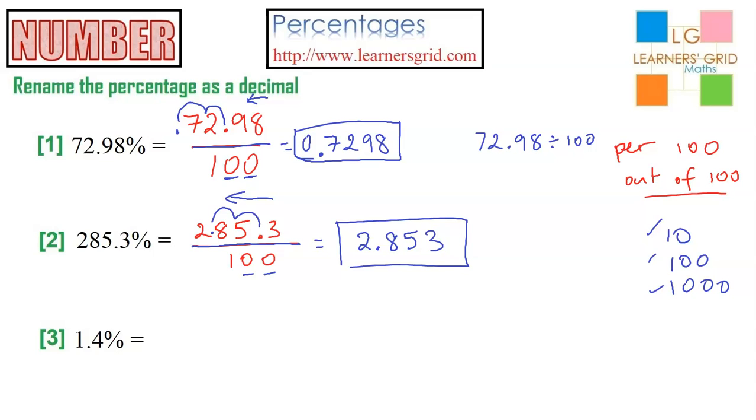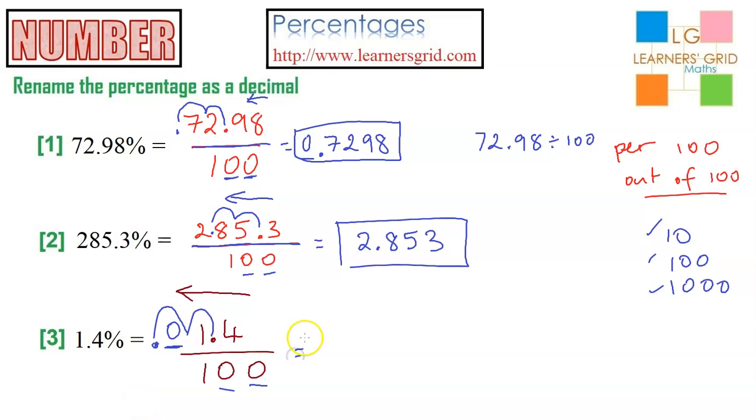And we'll do the same approach for the last one. 1.4 over 100, because percent. Remember the decimal point is going to be moved to the left. Let's find out how many place values. It will go 1, 2. Decimal point goes there. There's a digit missing here, so we'll fill it up with a 0.